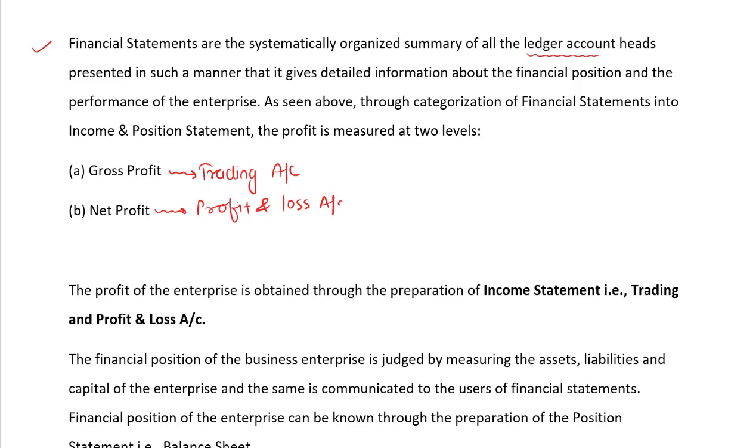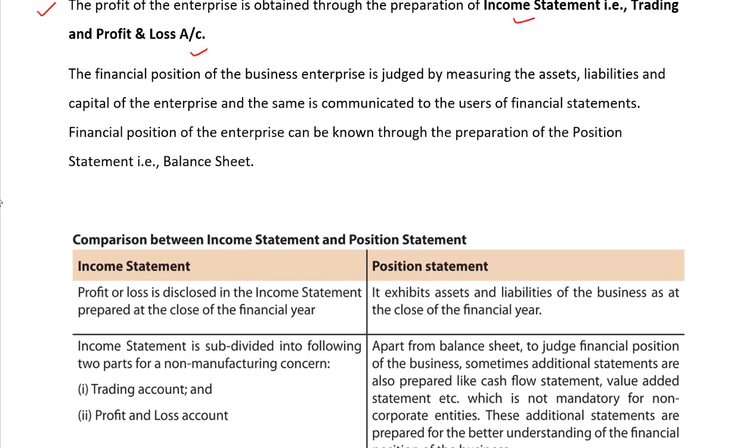The profit of the enterprise is obtained through the preparation of income statement, that is trading account and profit and loss account. The financial position of the business enterprise is judged by measuring the assets and liabilities and capital of the enterprise, and the same is communicated to the users of financial statements. Financial position of the enterprise can be known through the preparation of position statement, that is balance sheet.